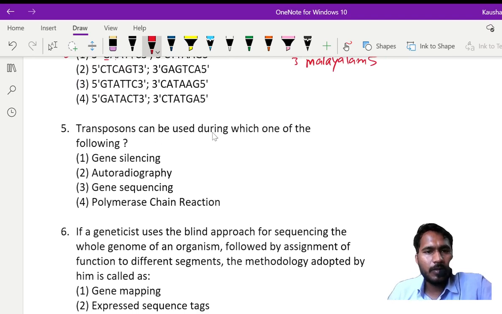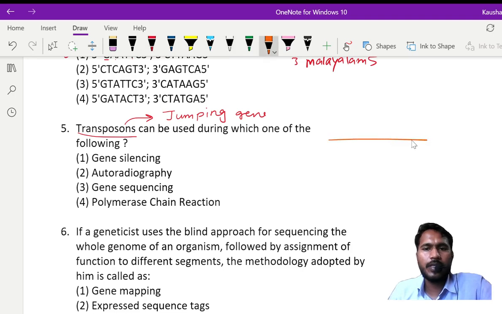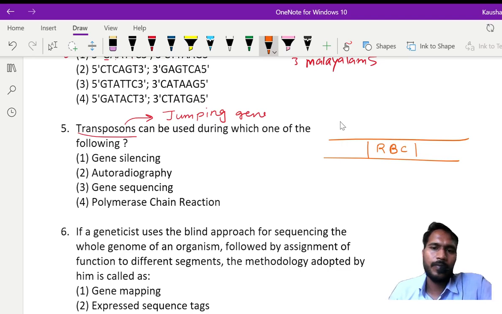So a transposon can be used during which one of the following? Transposon, what is this transposon? It is called a jumping gene. And what is the use of this jumping gene? I will tell you. Suppose this is a gene for the height or for the RBC. Now this is another jumping gene which is somewhere here. Got it? Now it will jump from here and come in between this.